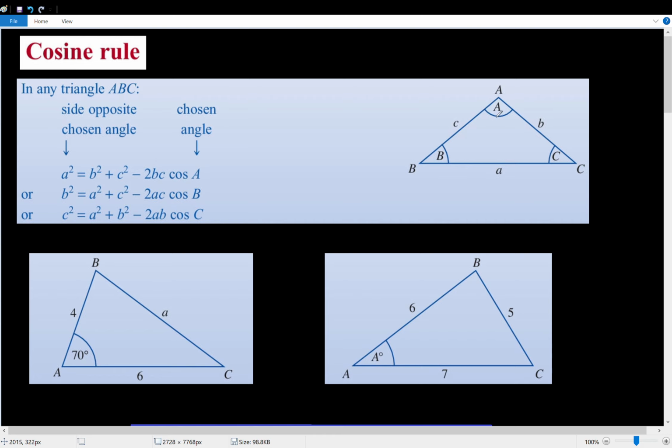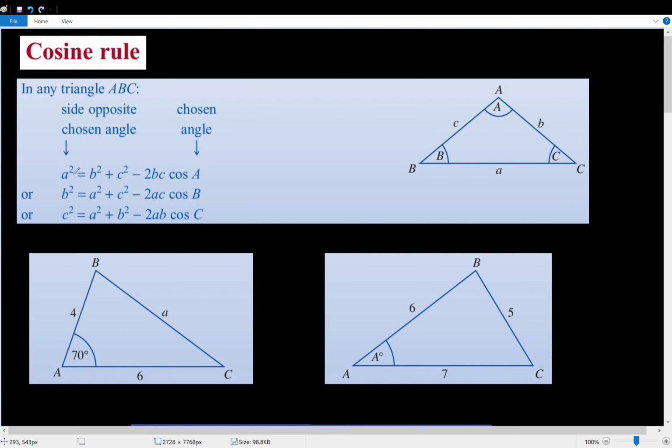So the side that is opposite angle A is named with a lowercase a. The side that is opposite angle B is named with a lowercase b, and the side that is opposite angle C is named with a lowercase c. So our cosine rule, the formula for this, is a squared equals b squared plus c squared minus 2bc cos A. And that is exactly how it will appear in your formula book.